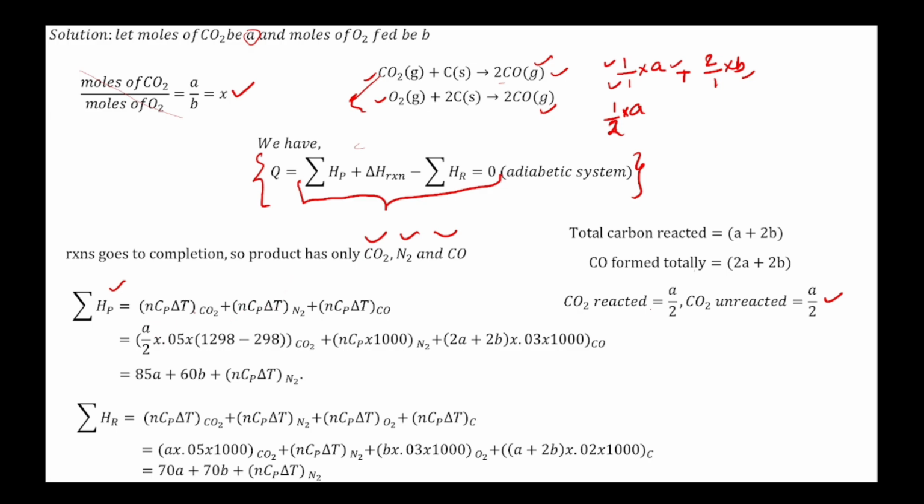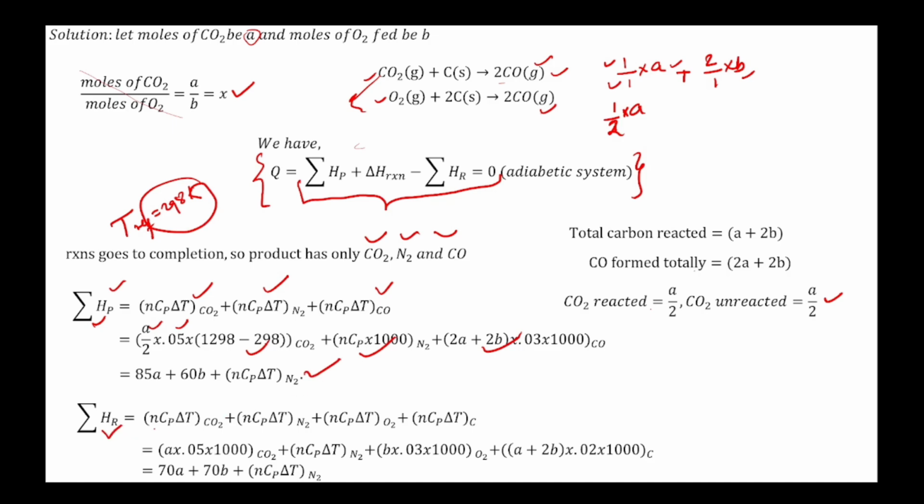So the very first thing, nCp delta T of CO2, that is the product. nCp delta T of N2, nCp delta T of CO. So moles into Cp into (1298 minus T reference), where T reference is 298 Kelvin, always, in all the questions. So for N2 we'll keep it as it is, and this is for CO. Moles into Cp into delta T. So we'll get ultimately this.